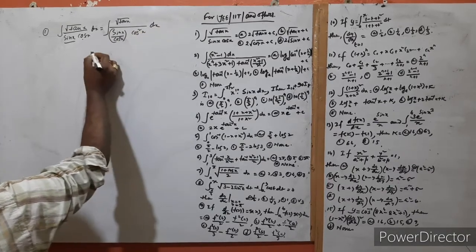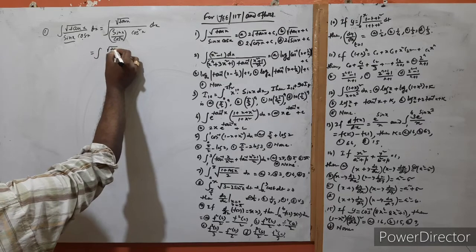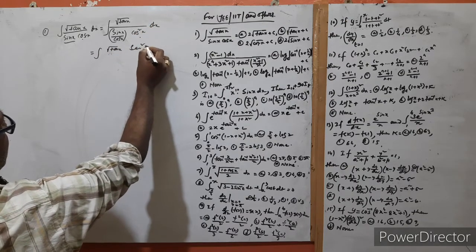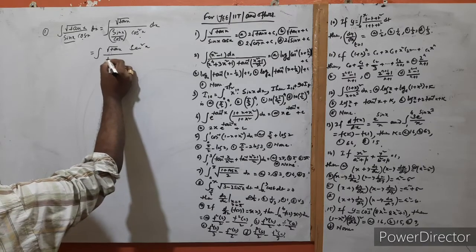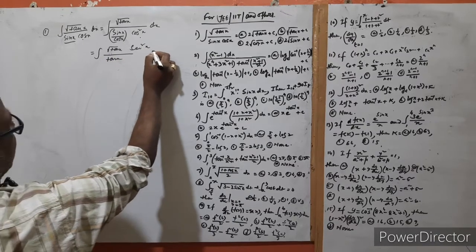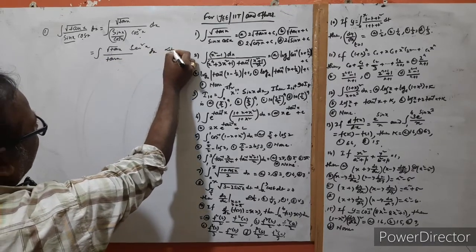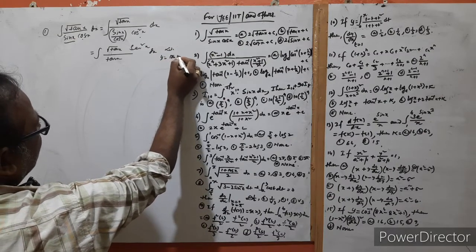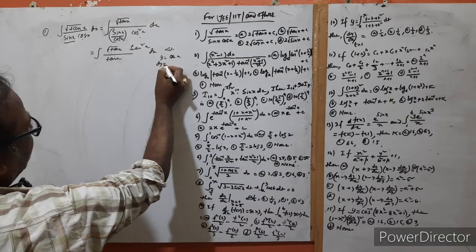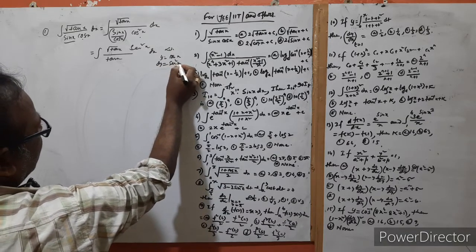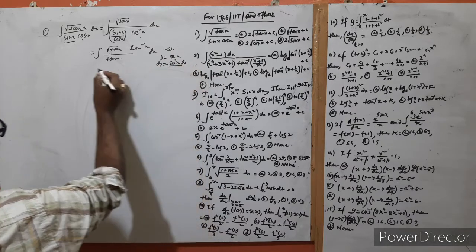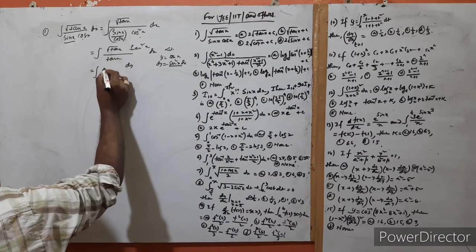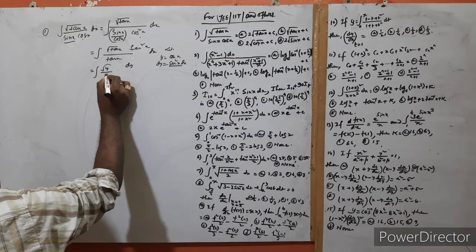So see, this is root tan x, and this is sec square x, and this is tan x, and dx. Let y equal tan x. Differentiating, we get sec square x dx equal to dy. Substituting like that, this is dy, root y, and y.